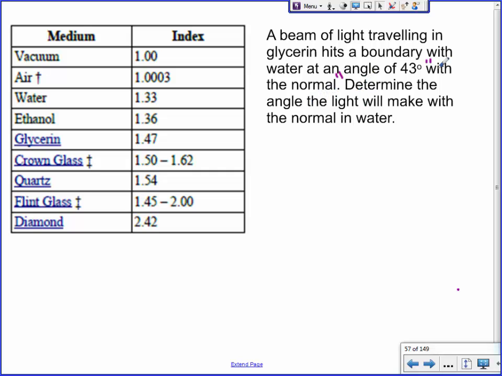So maybe this phrase right here, with the normal, means that if you were to have a boundary right here, the normal line would be drawing a 90-degree line right here. This is known as the normal. I have no idea why we chose that word. Looked it up, I guess. But a perpendicular line would be the normal. So why don't I say that this right here is glycerin. And we're going to have it travel from glycerin into water.